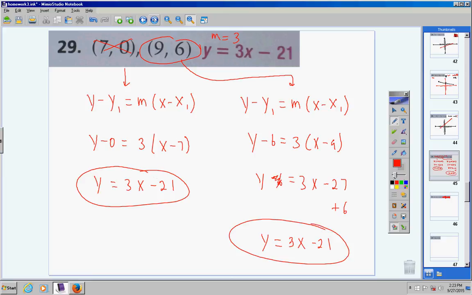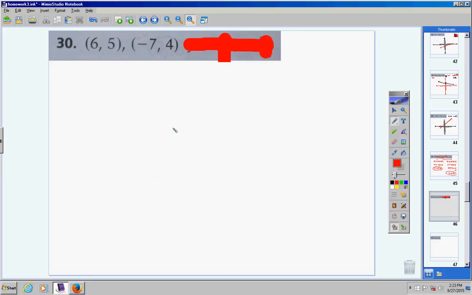Okay? Number 30, they want us to write a linear equation. Right away, we noticed that we're given 2 points. So because we're given 2 points, we're going to use our model right here. This is the model you use when you're given 2 points or when you're given 1 point and the slope. Okay? So here we go. First, I must find the slope because I need the slope right here in my model.